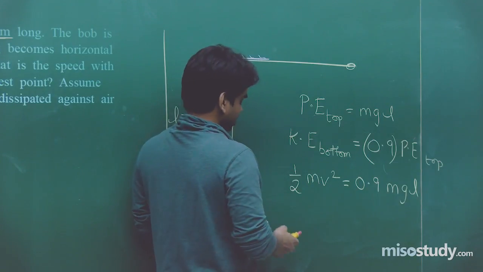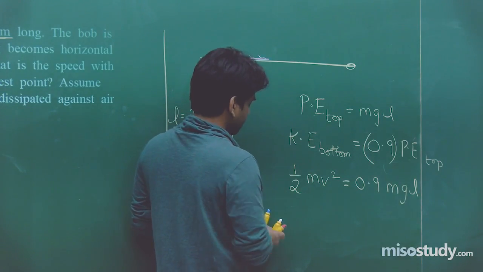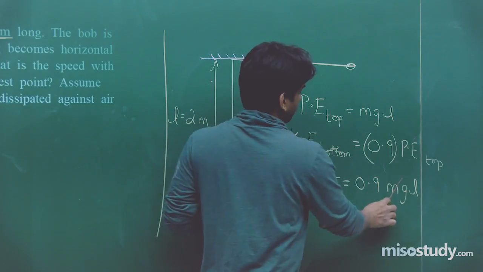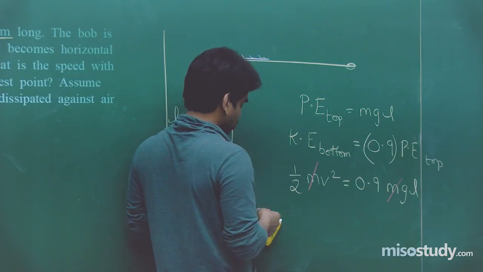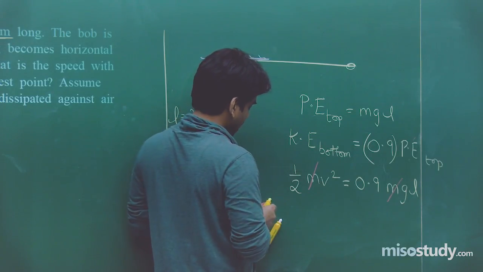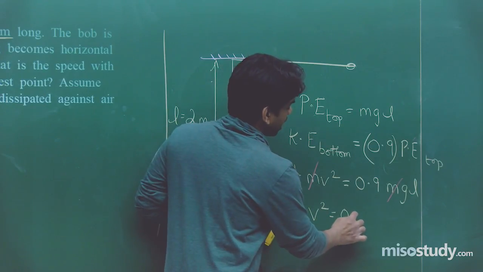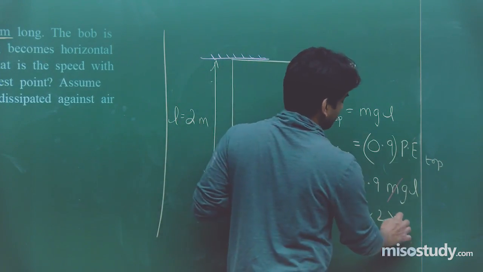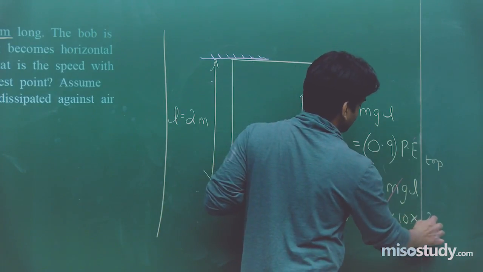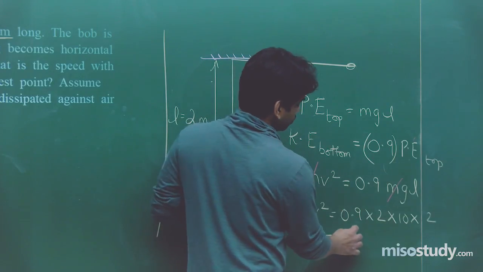The term that will be cancelled out: m and m is cancelled out. Now easily you can solve for the value of v square. v square comes out to be 0.9 into 2, this 2 has gone here, now g into l, g is 10, l is 2 again. You can see that v will come out to be 3 into 2, 6 meter per second.